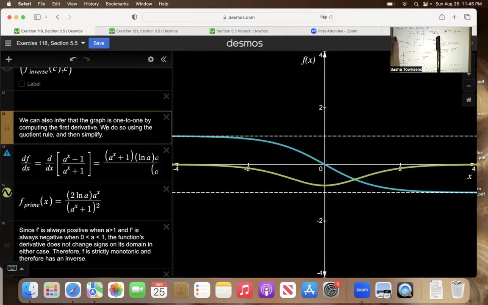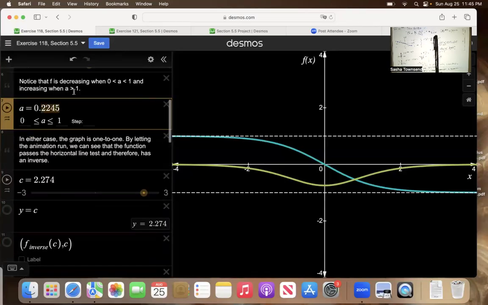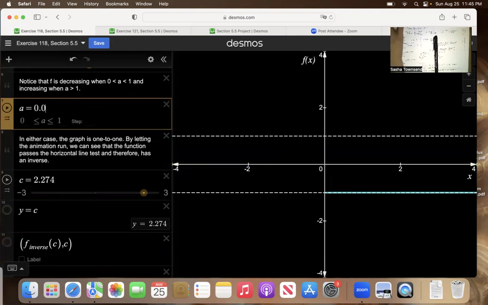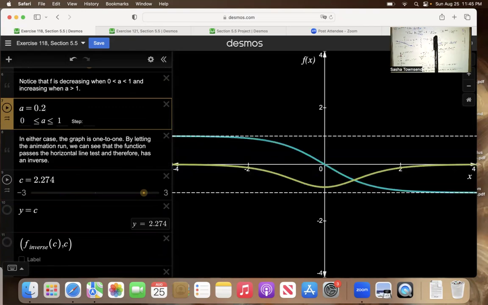I don't remember what a is here. Let's see. This is when a equals 0.2245. Let's have a equals 0.5. Whoops. And 1/2. I think I actually like that 0.2 better. It gives you a better slope. So a is 1/5 essentially.